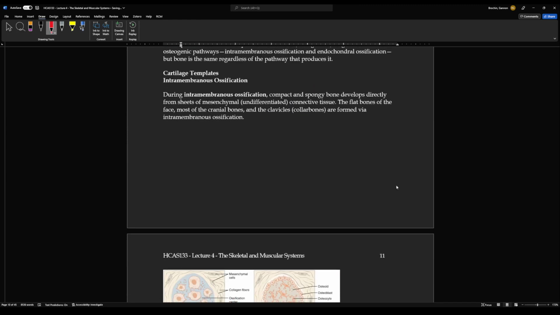So with intramembranous ossification, these are associated with the bones of our skull and our clavicles, and we can have a condition that's actually a dysfunction of this. That's called cleidocranial dysostosis. All right. So cleido, clavicle, cranial, head, and dysostosis is just dysfunctional bone formation.